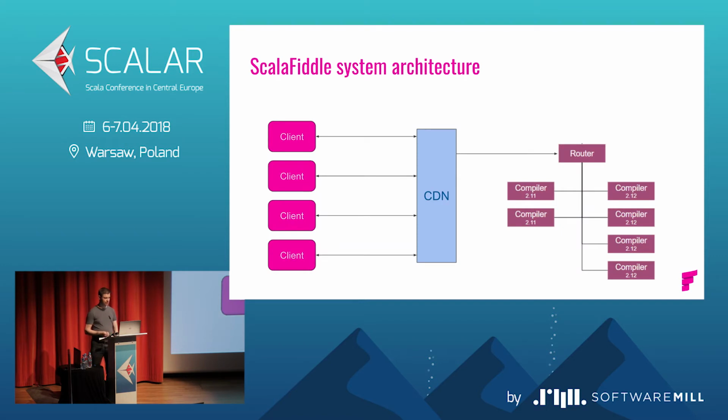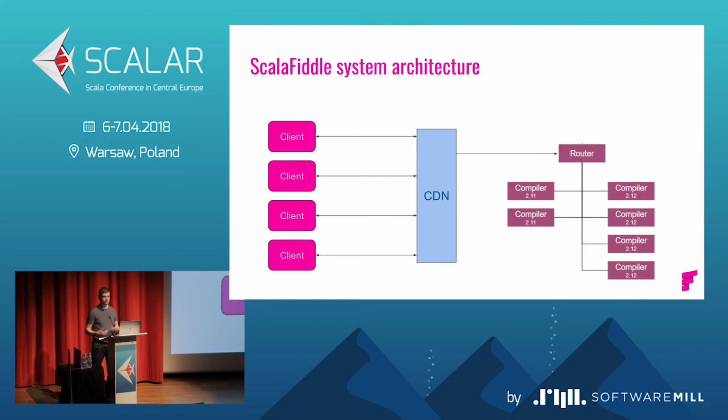So just a quick look at how it works. It's basically split into a couple of modules. There's the editor, which is just a web application built on Scala.js and Play, the visible client to the users. Then all the requests go through a content distribution network for performance reasons, and then there's a router that routes all the compilation requests to different compilers running on the same server or on multiple servers.